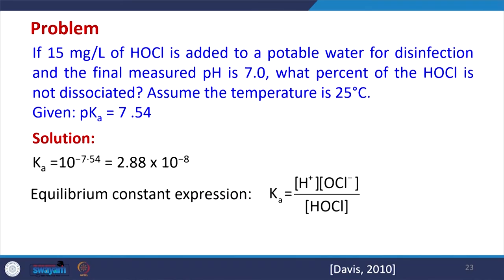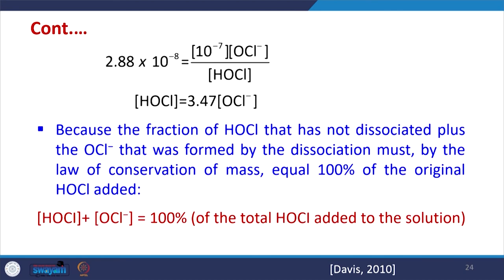Suppose 15 milligram per liter of HOCl is added to potable water for disinfection, and the final measured pH is 7. What percentage of HOCl has not dissociated? This type of question we did earlier. This is the equilibrium constant K, already we have done this. In place of pH 6, now the pH is 7, that is the only difference. So for pH 7, this is there.